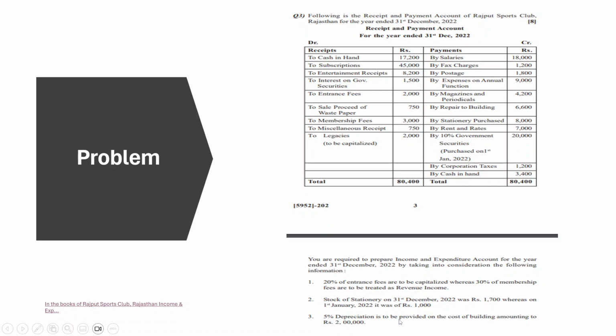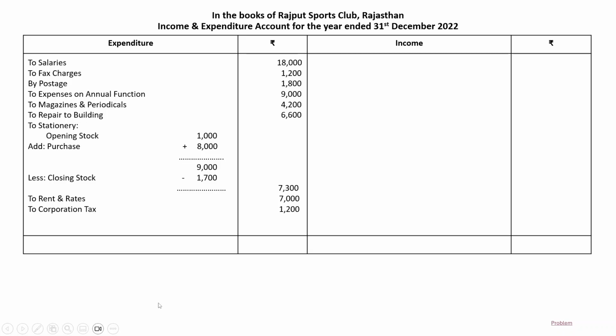Where do we show the depreciation effect? First, on the expenditure side of the income and expenditure account, and second, in the balance sheet. Here we are preparing only the income and expenditure account. Therefore we have to calculate the depreciation on the building and show it on the expenditure side of the income and expenditure account. How much depreciation do we have to calculate? 5%. On how much? 2 lakhs. So 5% on rupees 2 lakhs is rupees 10,000. So show the whole amount as depreciation 10,000. Clear?